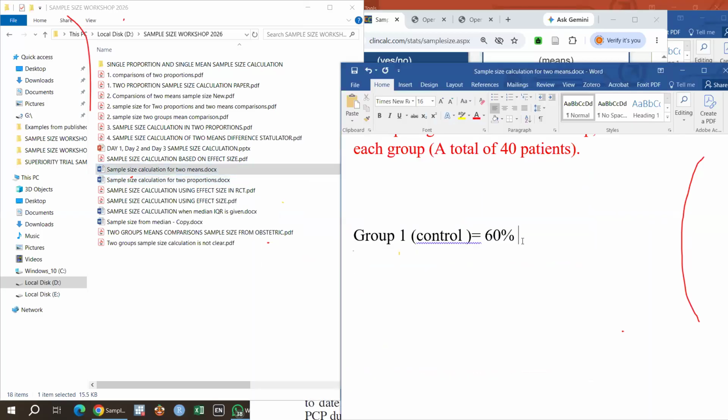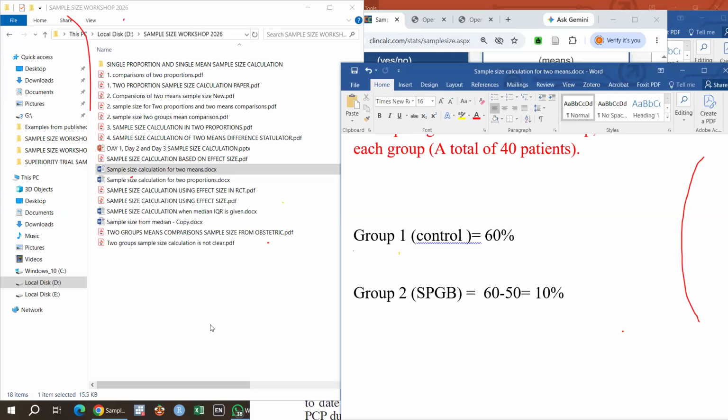So suppose it is an absolute reduction. In group 2, the intervention group, the SPGB group, the incidence of headache will be 60 minus 50, which is equal to 10%. Suppose we think this 60 minus 50 is an absolute reduction.